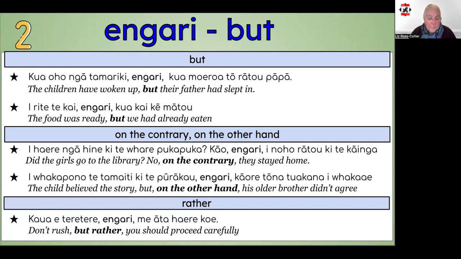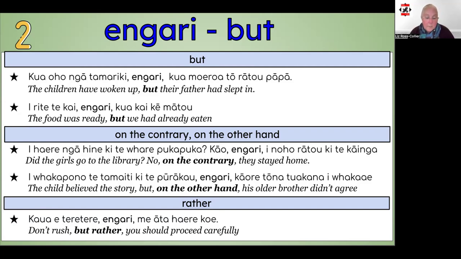I oho ngā tamariki, engari kua moeroa tō rātou pāpā. The children have woken up, but their dad has slept in. I rite te kai, engari kua kai ke mātou. The food was ready, but we had already eaten.